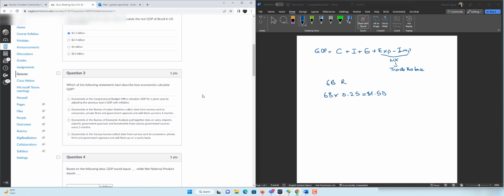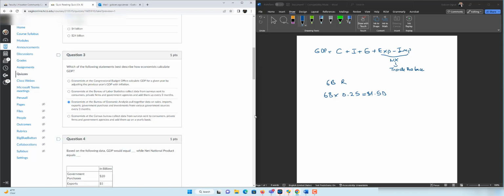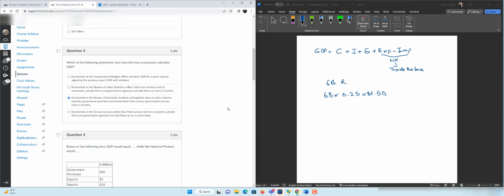Next question, which of the following statements best describes how economists calculate GDP? The economists at the Bureau of Economic Analysis pull together data on sales, which represents consumption, imports and exports, that's the trade balance, government purchases, and investments from various government sources every 3 months. This is how we calculate the GDP.